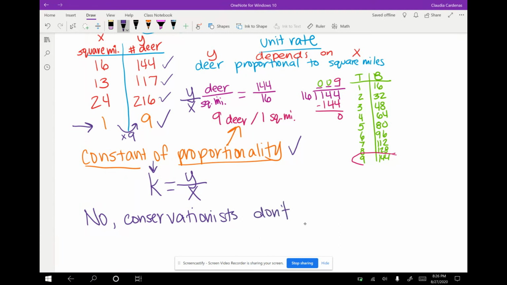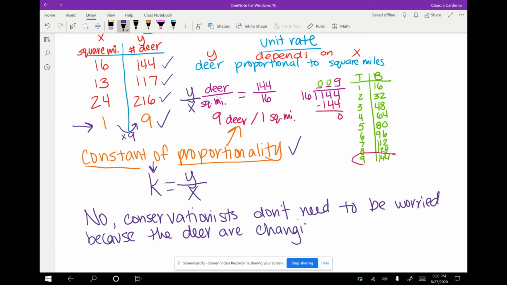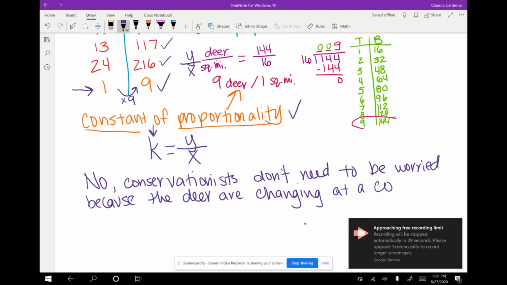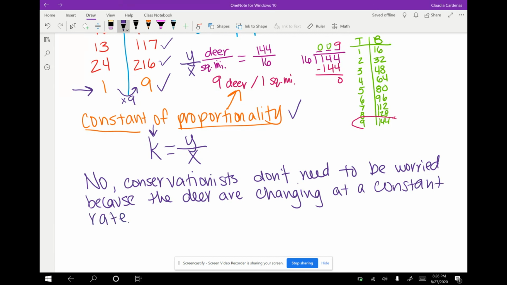Conservationists don't need to be worried because the deer are actually increasing and decreasing at a constant rate. Or we could say, deer are changing at a constant rate. Let's be more specific. Of 9 deer per square mile. Awesome job, guys.